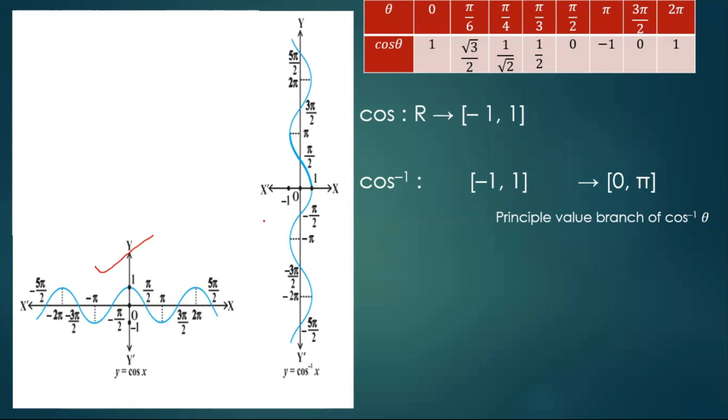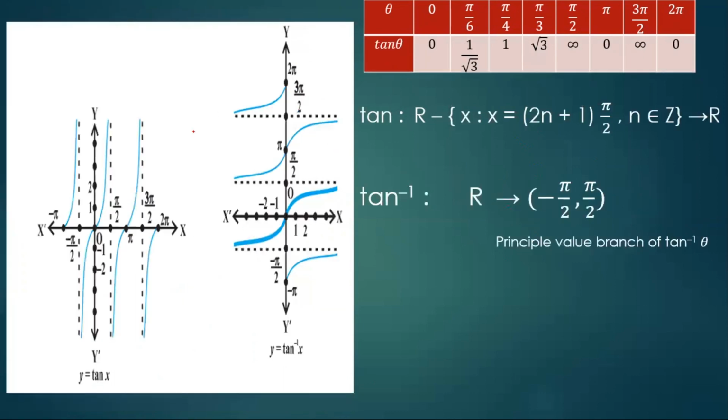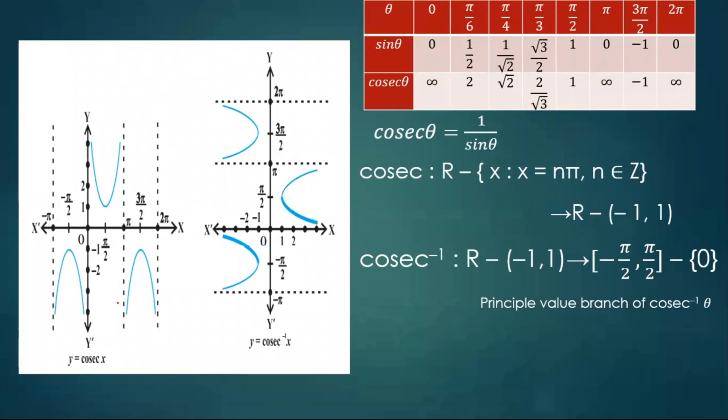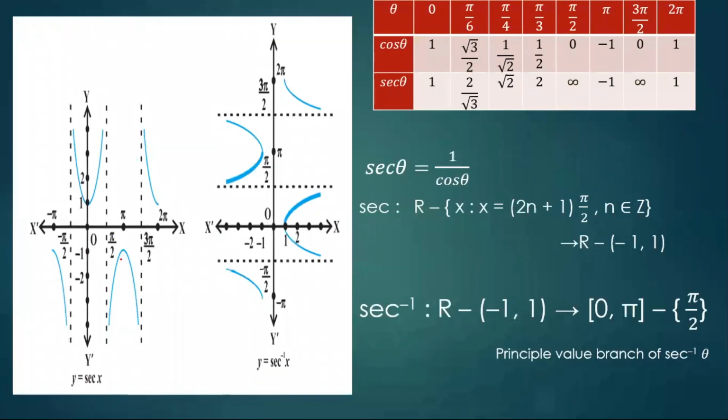Similarly, it is there for the graph of cos, and this is for cos inverse. Next we have tan x, and this is your tan inverse. They have just tilted it. Just see. Cot x and cot inverse. And this is cosec x and cosec inverse, sec x and sec inverse graph.